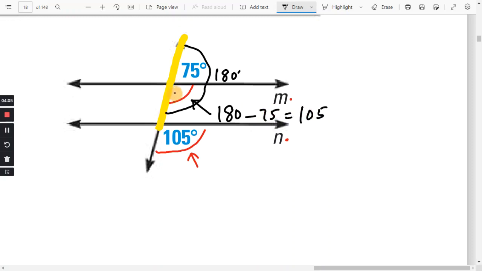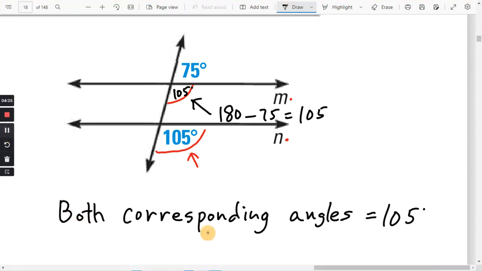So if this angle here is 105, and I'll erase this mess, if this angle here is 105 and this angle here is 105, corresponding angles are congruent. That proves that M is parallel to N. So both corresponding angles equal 105.